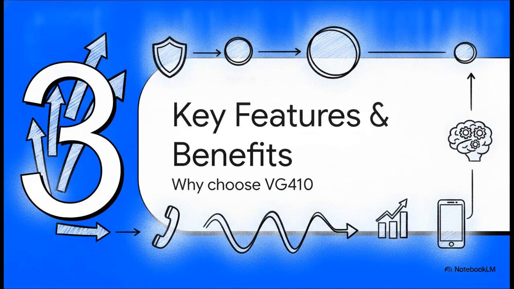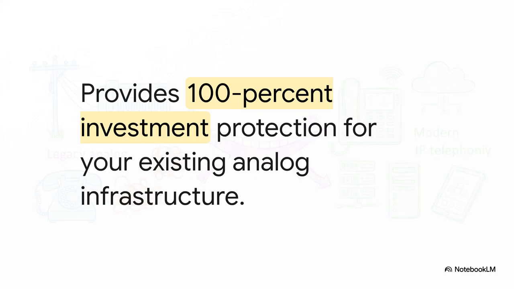Section 3 now, key features and benefits. The absolute most crucial point to take away here is this phrase, 100% investment protection. Financially, the VG410 practically justifies itself immediately. Why? Because it lets you continue using your existing, already paid-for analog infrastructure. You don't have to throw away perfectly good equipment or rewire an entire building just because your core network is evolving to IP. It's a massive money saver.